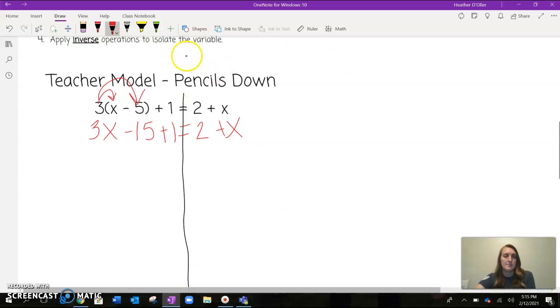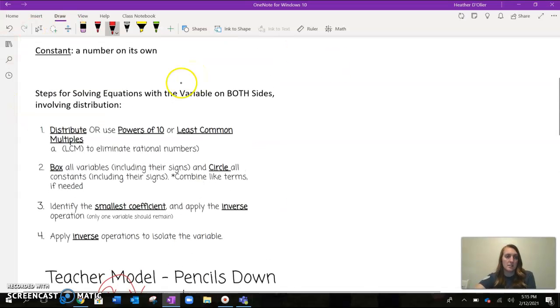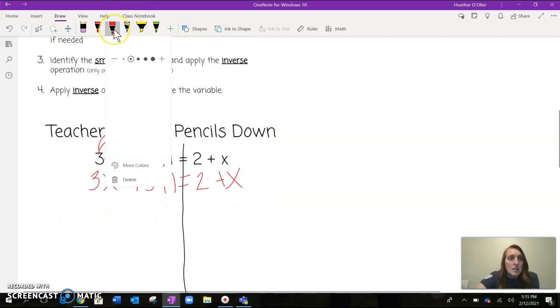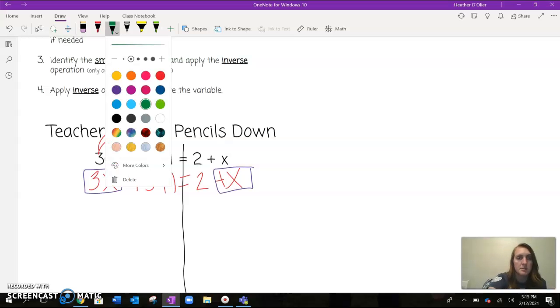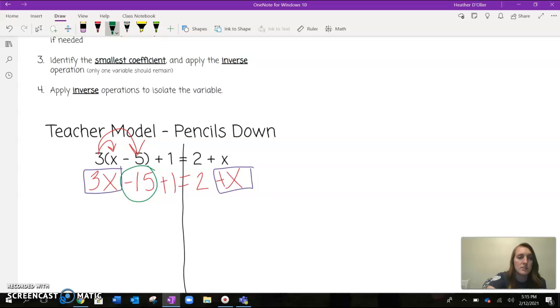All right. Now that I've done that, I don't have distribution, I don't have fractions, I don't have decimals. I'm going to box all my variables and circle my constants. Well, 3x is a variable, so I'm going to box it. Negative 15, positive 1, 2x, there we go. Both my variables are boxed. Now I'm going to circle my constants. I have negative 15 and positive 1 and a 2. Oh, I have 2 circles on the same side.